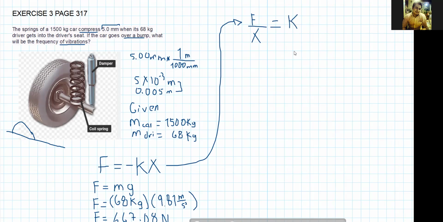The force is something that you know now, okay? That is equal to 667.08 newtons, okay? Divided by the displacement, that's something important, okay? Displacement in meters, here we have. You can write this in scientific notation or as a decimal, whatever you want, it doesn't matter, okay? So here we have 0.005 meters, okay?